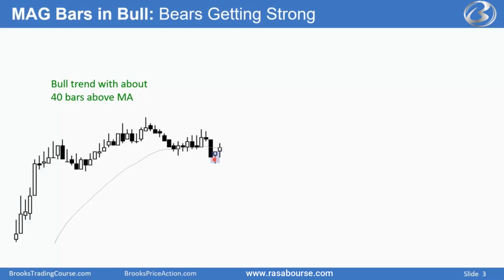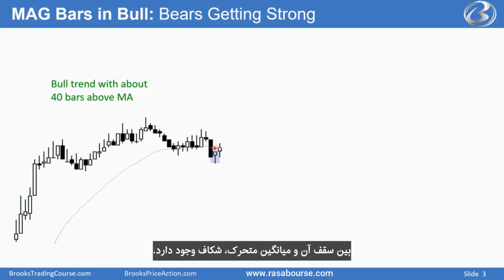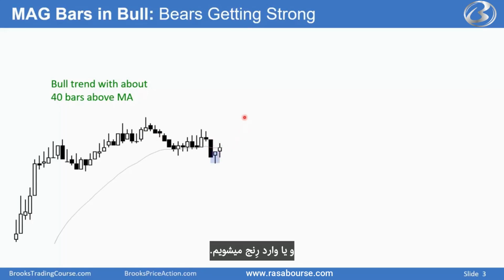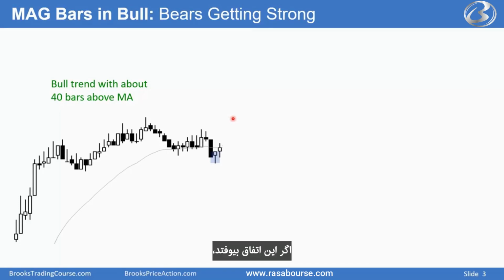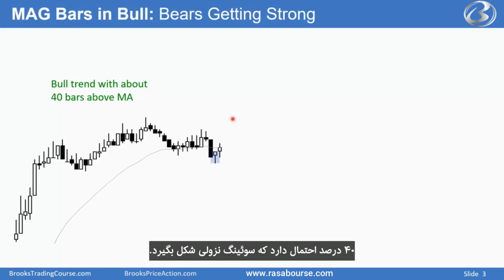And look at this bar. There's a gap between its high and the moving average. It's a 20 gap bar. It's occurring in a bull trend that has lasted more than 20 bars. The odds are it's going to lead to a resumption of the bull trend or a trading range. In either case, the odds are it's going to test up. Once it tests up, it's probably going to form an attempt at a major trend reversal. If it does, like all major trend reversals, there will be a 40% chance that the bears will get a swing down.